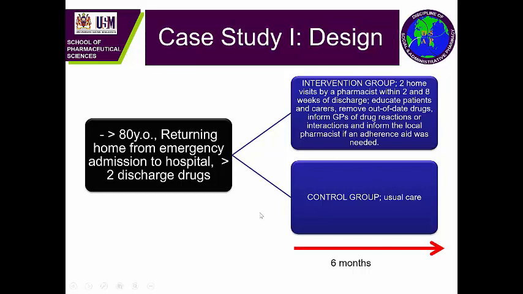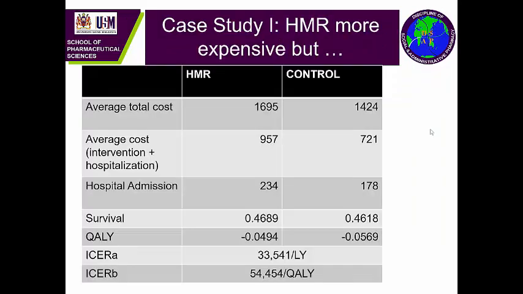In this study, they had a controlled trial over a 6 month period for geriatric patients more than 80 years old returning home from emergency admissions to hospital with more than 2 discharge drugs. The intervention group, which is the home-based medication review group, received 2 home visits by a pharmacist within 2 and 8 weeks of discharge. The pharmacist would educate patients and carers, remove expired drugs, inform the doctors of drug reactions or interactions, and inform the local pharmacist if an adherence aid was needed. The other group would just receive the usual care.